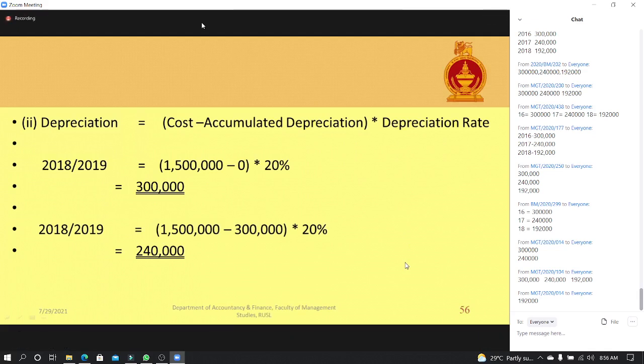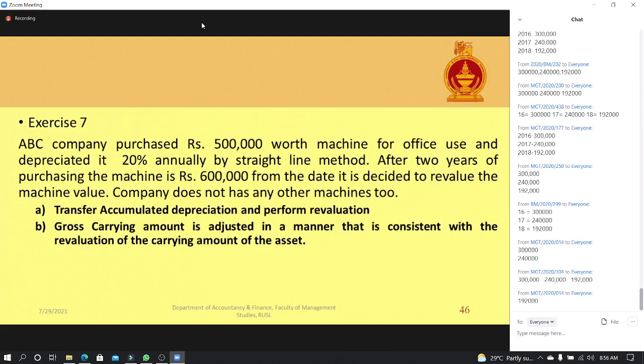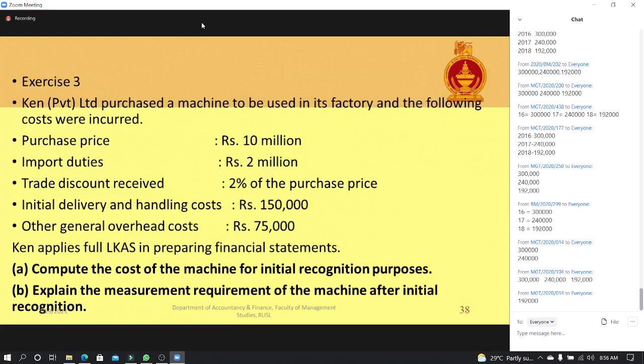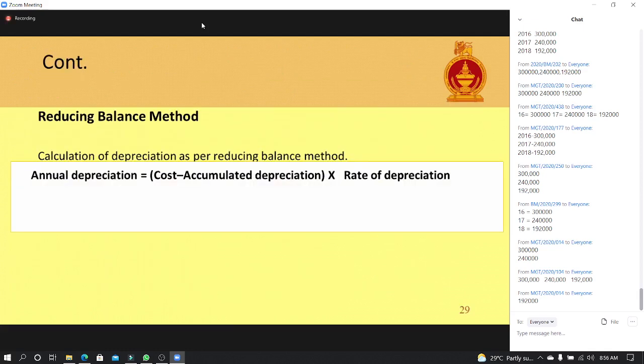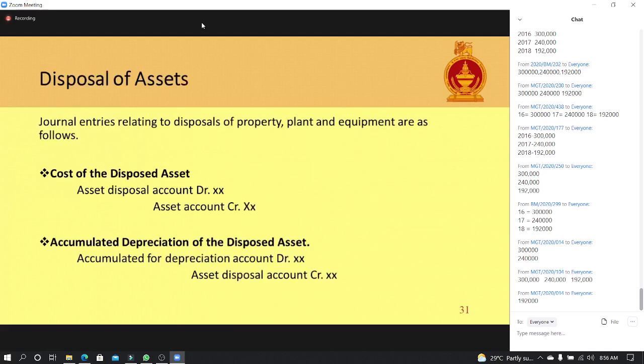So up to now we discussed depreciation based on the number of units. Then we can move to disposal of assets.